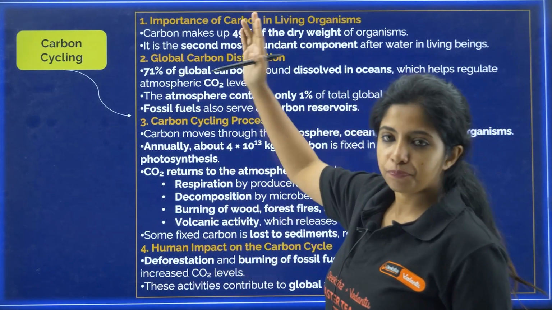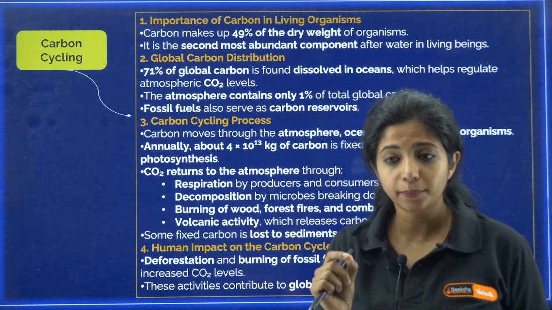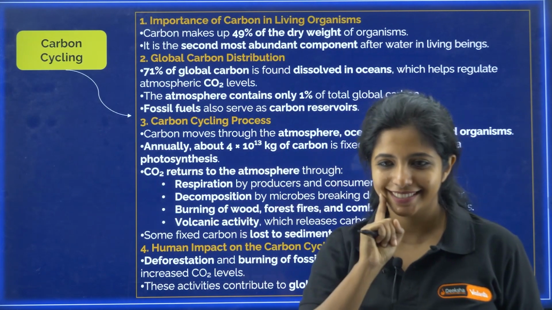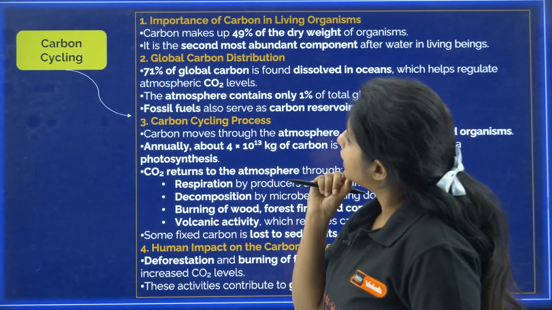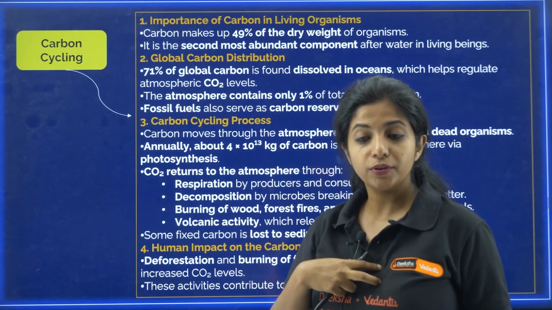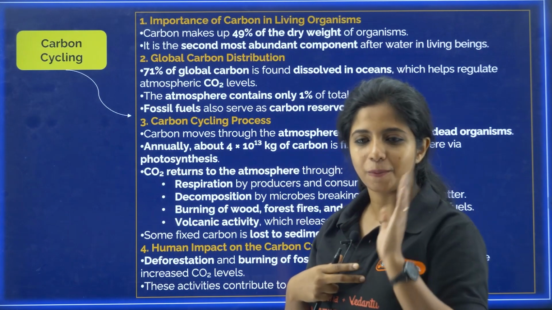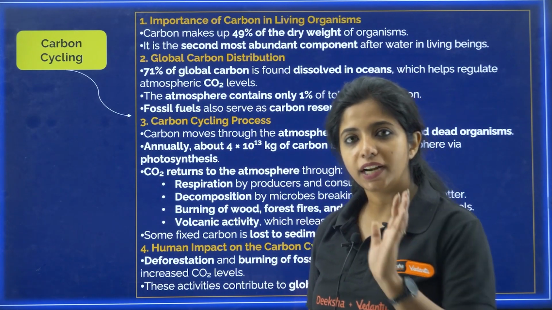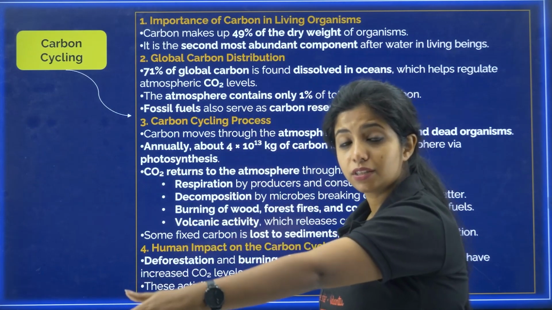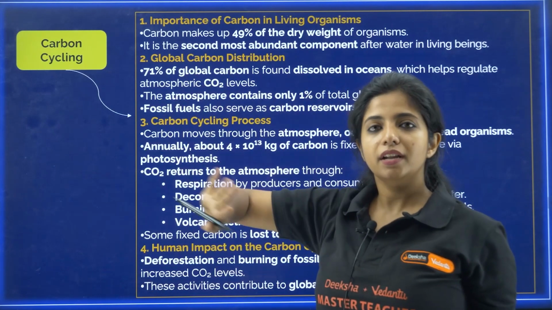Please remember, if we see our dry weight, 49% of it is what? Carbon. And the second most abundant component after water in our body is what? Again, carbon. Where is the carbon mostly found? 70% of the global carbon is in the ocean, 1% in the atmosphere, and the rest in fossil fuels.